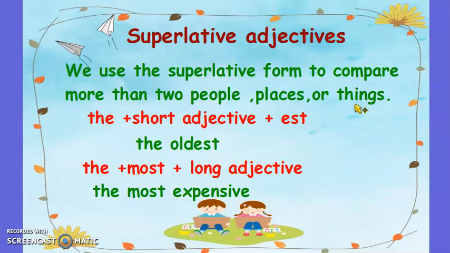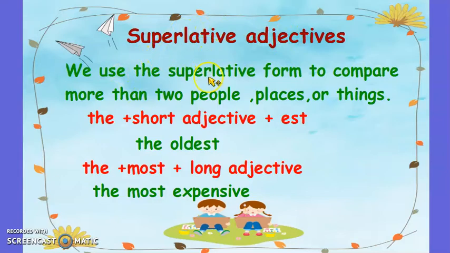With the comparative, we said that we compare two people or two things. If we have more than two people or two things, what do we use? We use the superlative adjective.